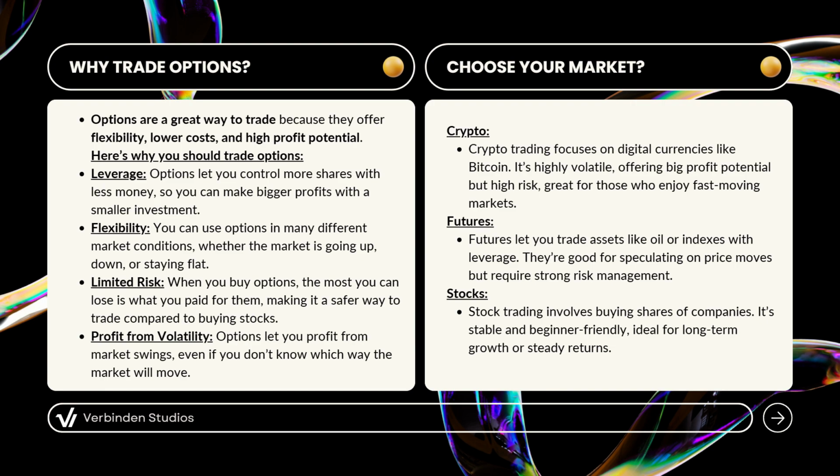Now, options isn't for everybody, and this is why I recommend that you choose your market. And we have 3 others listed here as crypto, futures, and stocks. Crypto trading focuses on digital currencies like Bitcoin. It's highly volatile, offering a big profit potential but high risk. Great for those who enjoy fast-moving markets.